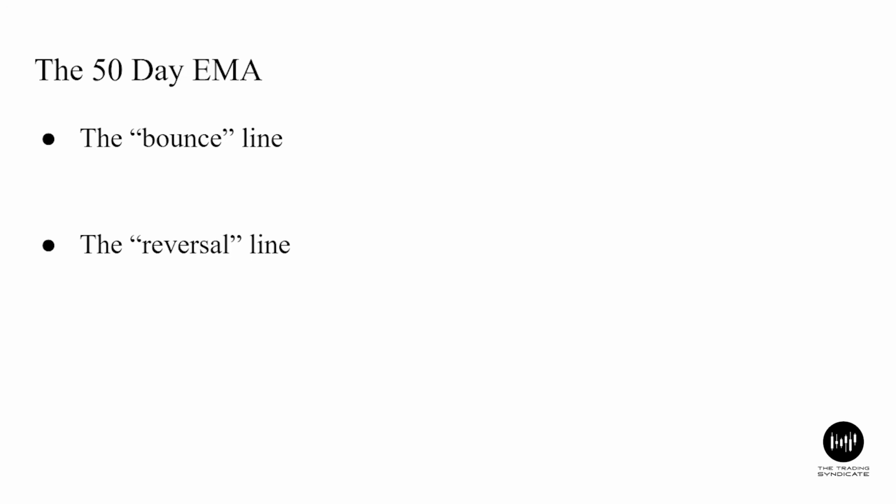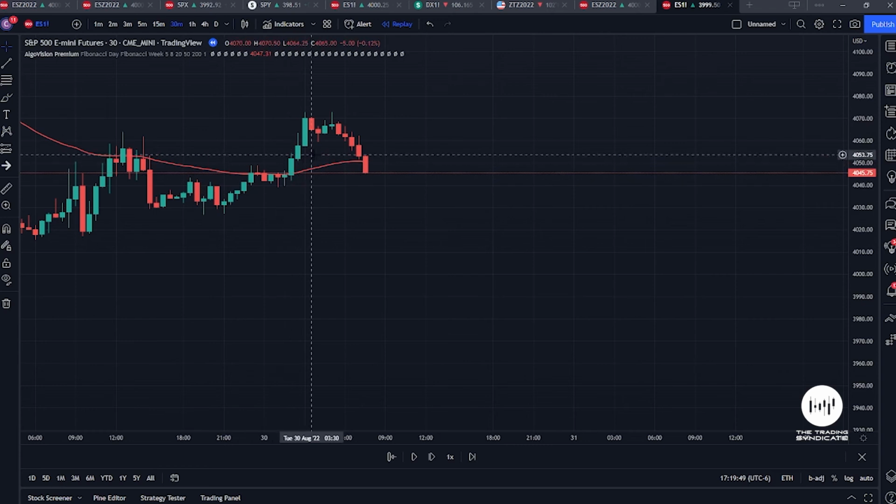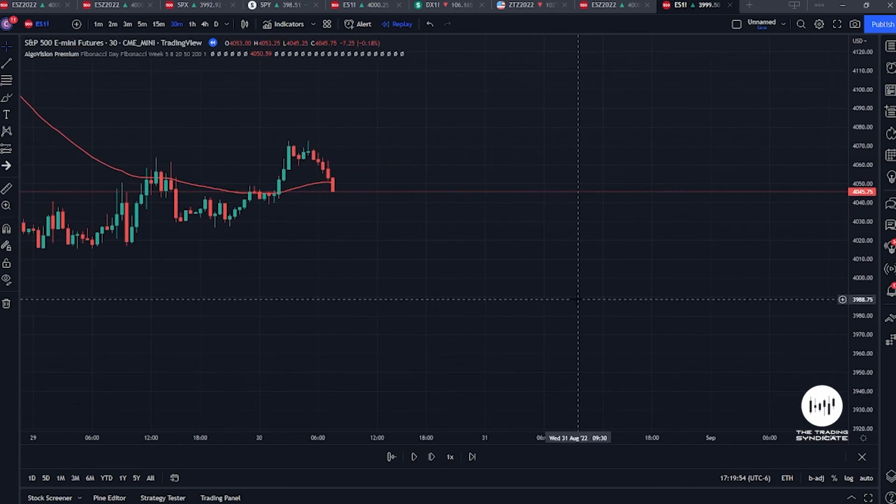Let's go back to our ES chart and see how the 50-day exponential moving average reacts with price action. Here we are back on our S&P 500 E-mini futures 30-minute chart with a 50-day exponential moving average on our chart. Suppose we are looking to enter a short position in a downtrend. We will see how the 50-day exponential moving average acts as a strong bounce line and contains the price in an intermediate downtrend when other EMAs may have been already lost.